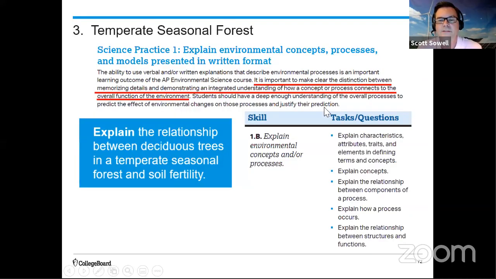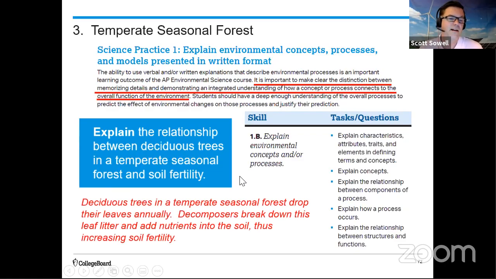So before we look at the answer, let's just look at this skill a little bit more. So explain concepts and processes. The first part, the easiest part, is explaining the characteristics, explaining concepts. Then it gets into explaining the relationship between components, explaining how a process occurs, explaining the relationship between structures and function. So these are some typical things that you might be asked to do on one of the FRQs on the exam.